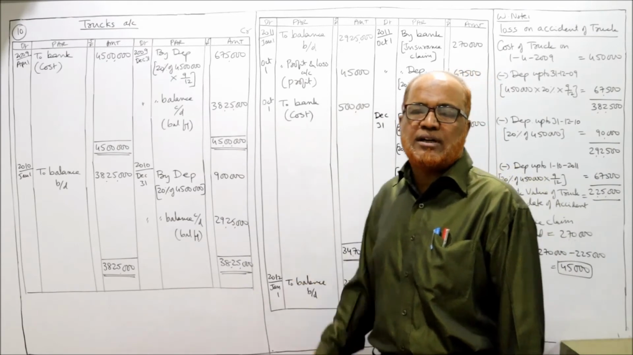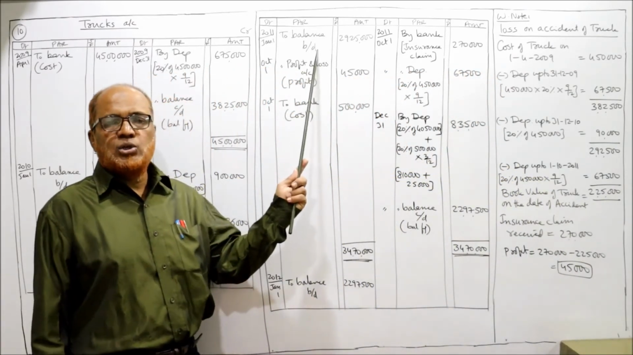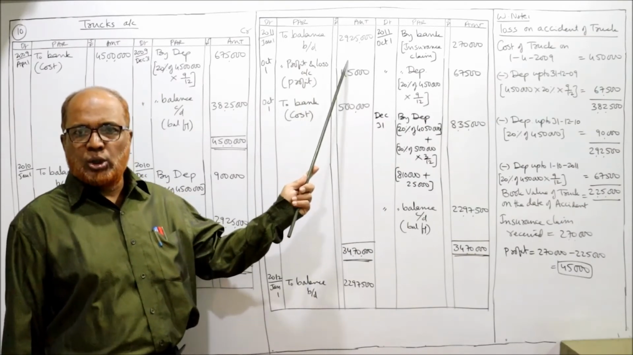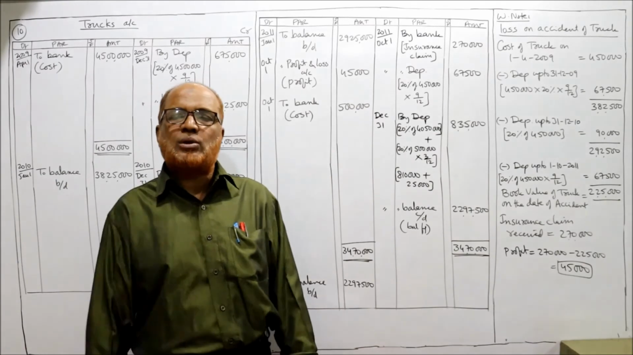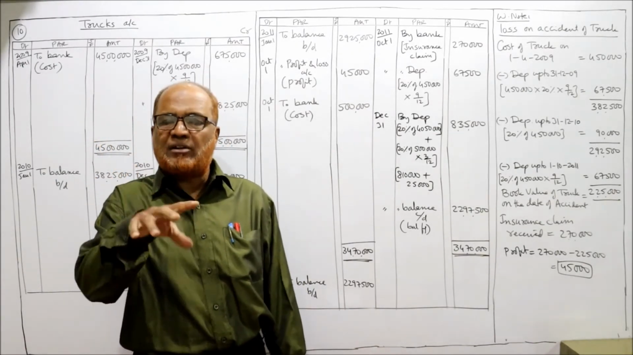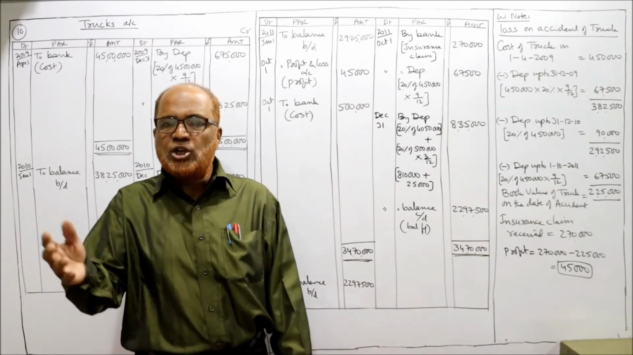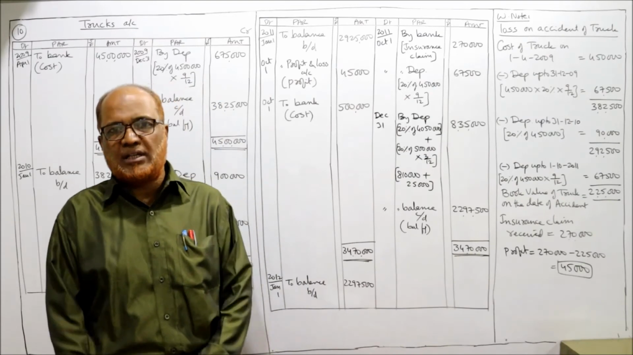Now we are coming to the third year, 2011 January 1st. Balance brought down, 29,25,000. Now in this year 2011, on 1st October, one of the trucks met with an accident and the insurance company has given the claim amount of rupees 2,70,000.